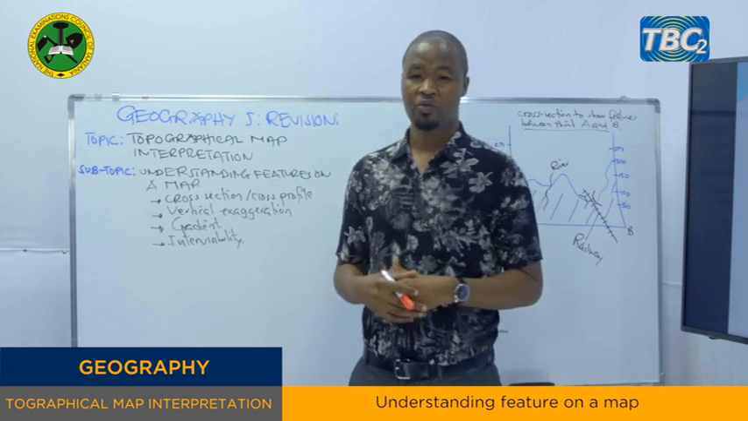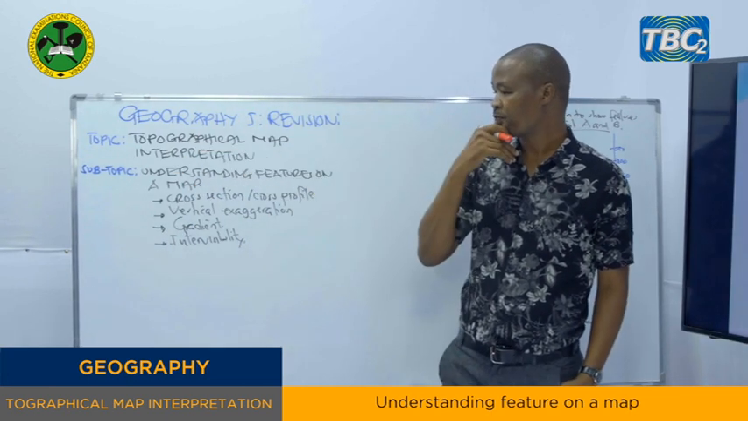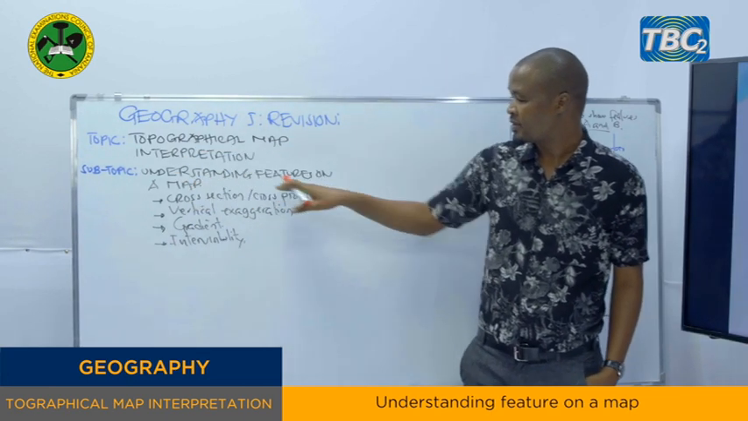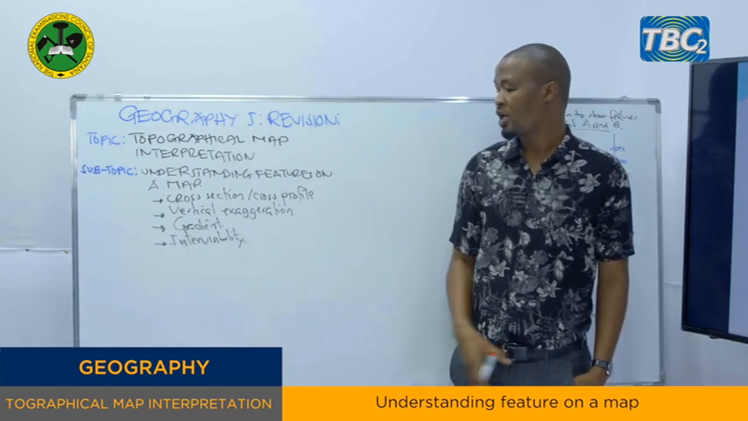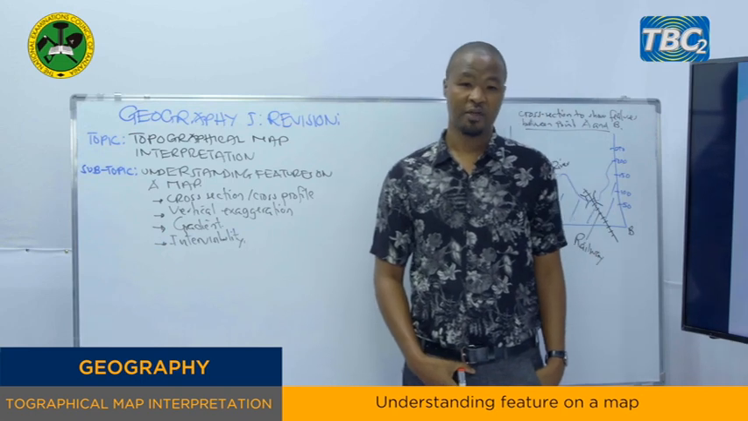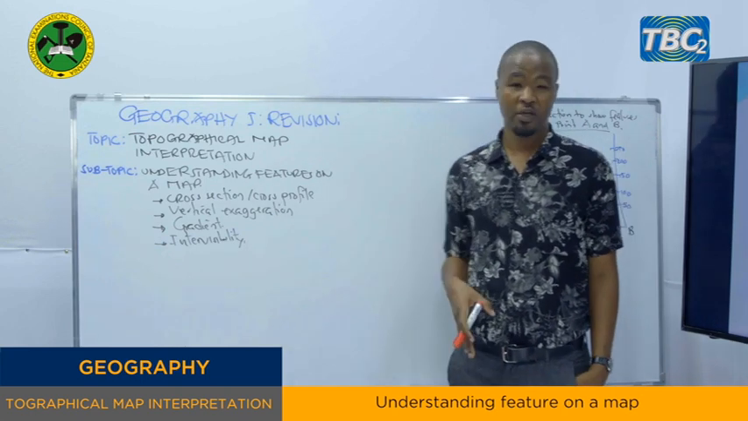Today we are going to start topographical map interpretation. Subtopic: understanding features on a map, and we are going to focus on what we call the cross-section or the cross-profile, and see how to draw it.